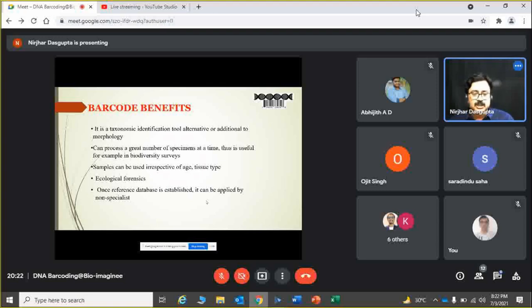because of the primers. Now, the samples can be used irrespective of age or tissue type. This is very beneficial. Why? Because when I'm talking about a plant, even a small plantlet can give the same result as a 100-year-old tree, as their genetic material will be the same. No matter at which growth stage of life they are, no matter from where you are collecting, whether from leaf, root, or fruit, the genetic makeup of each cell is the same, so we can take any of these samples.